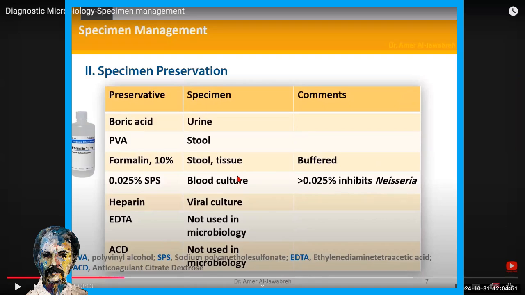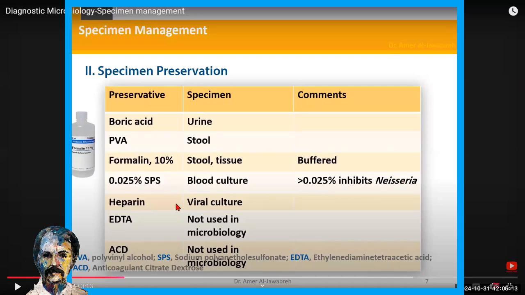So 0.025% SPS. That's another preservative for blood culture. If you have more than this concentration, see the concentration is very low, then it's going to inhibit some bacteria like Neisseria.